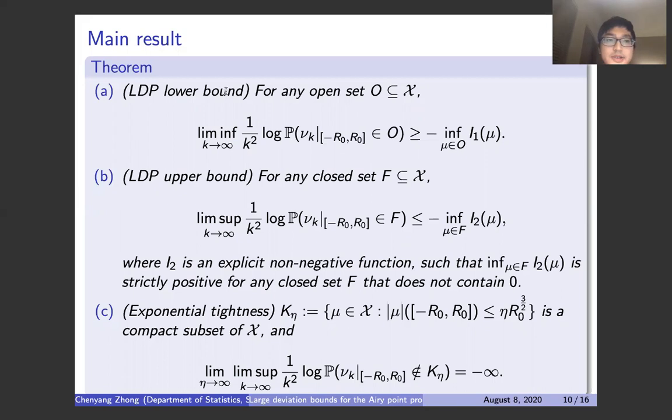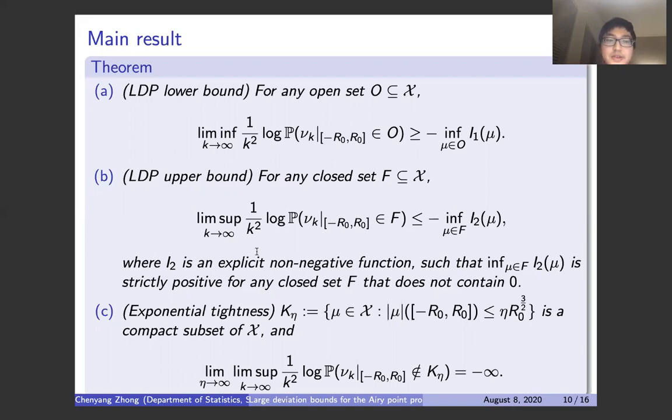The first part establishes an LDP lower bound of speed k squared with the rate I1 of mu. I1 of mu is what we have just defined. Also, we conjecture that this lower bound is tight. The second result establishes an LDP upper bound with the same speed k squared and a rate I2 of mu.